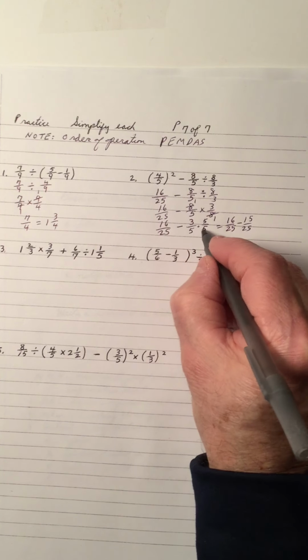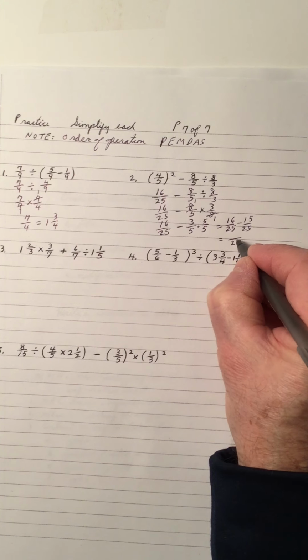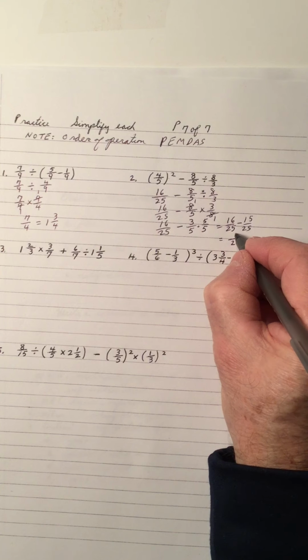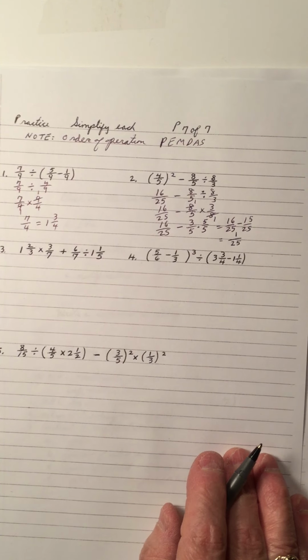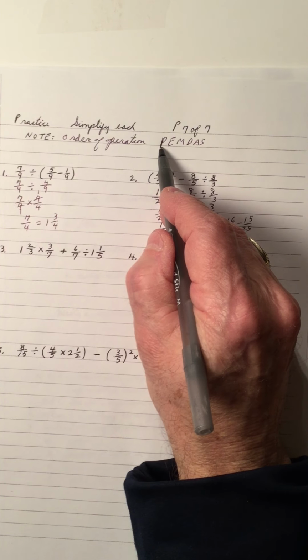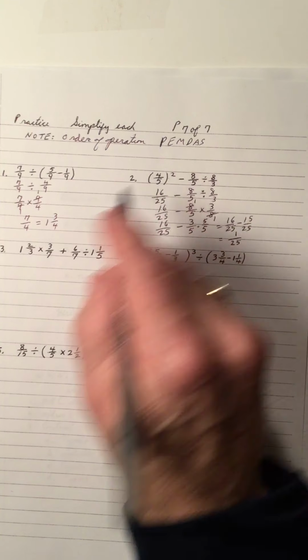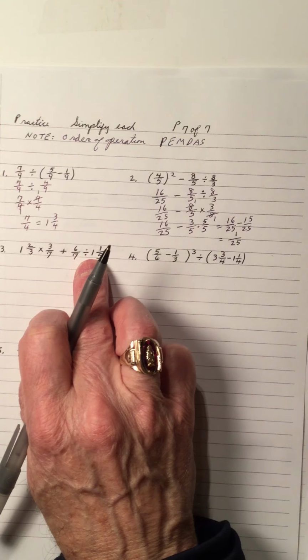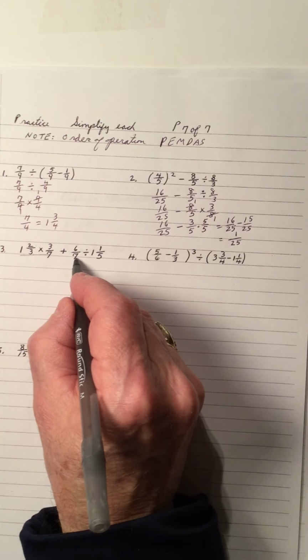25 is my common denominator, and 16 minus 15 is 1. So 1 over 25. Number 3, let's look at, I have no brackets or parentheses. I have no exponents. So now I have to do multiplication and division left to right. So I work these out and these out.